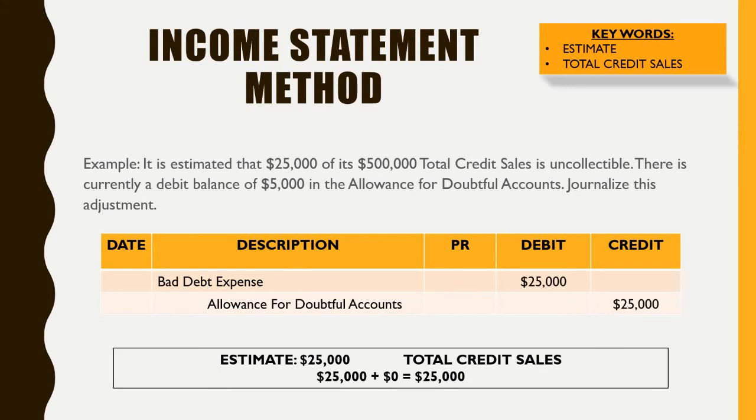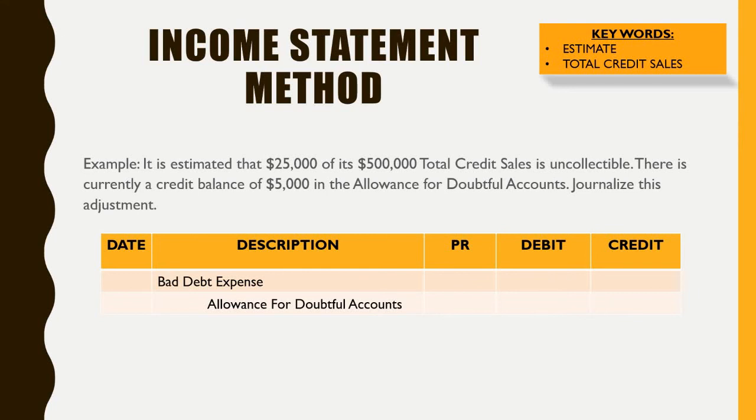You do not care about the allowance for doubtful accounts. Why? It doesn't even appear on the income statement. If accounts receivable does not appear, your allowance for doubtful accounts would not appear either because, again, the allowance for doubtful accounts is a contra account. If they do not even appear on the income statement, you ignore it. So the rule here is you're only focusing on your estimated amount and the words total credit sales. Once you recognize total credit sales, boom, your journal is going to be for the $25,000.